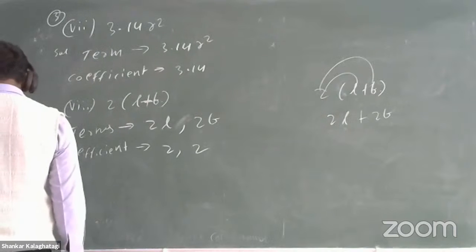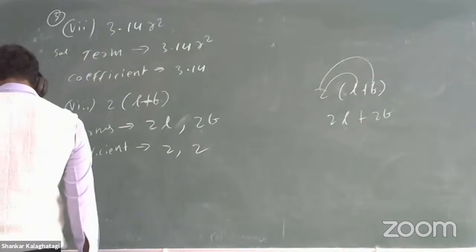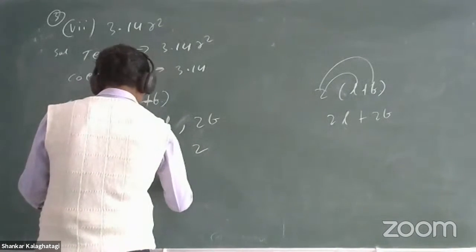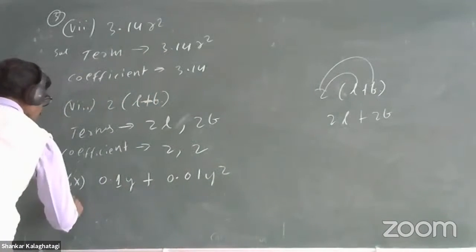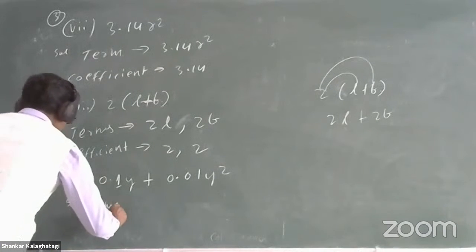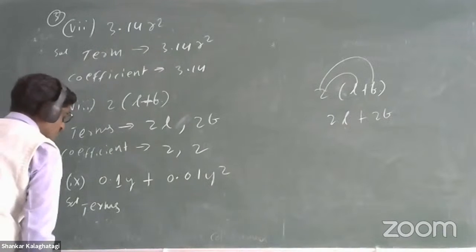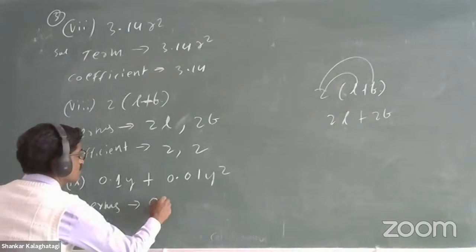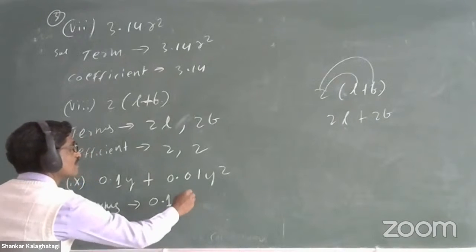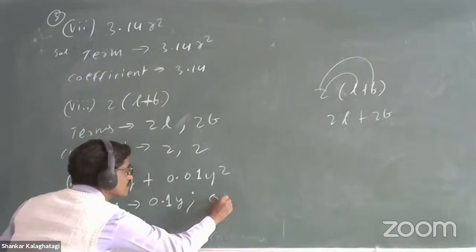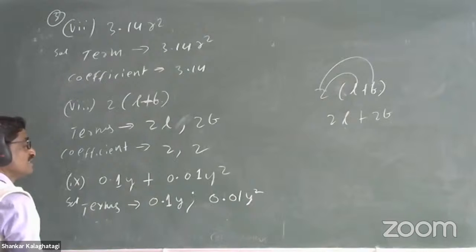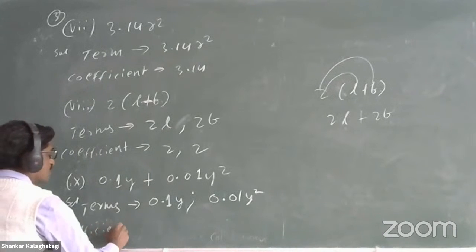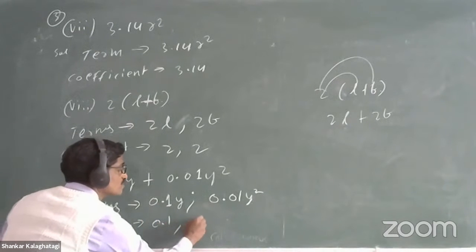Next, ninth and last. 0.1 y plus 0.01 y square. So here the terms are 0.1 y, comma, 0.01 y square. And the coefficients are 0.1 and 0.01.